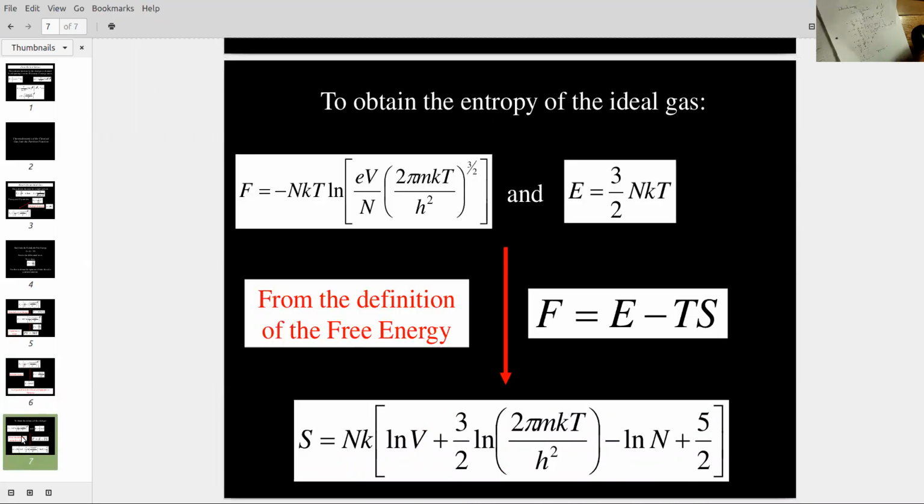Now we can also get the entropy of the ideal gas if we like. We've got our free energy here and we've got our energy here, so we've derived both of these things already. And of course, the free energy is the energy minus T times S. So it's a simple algebraic rearrangement to get the entropy of the classical gas.